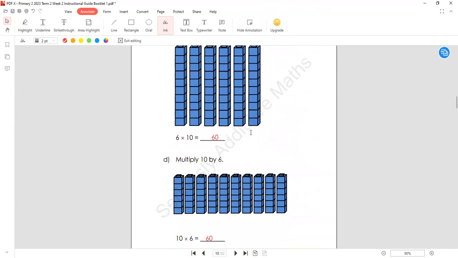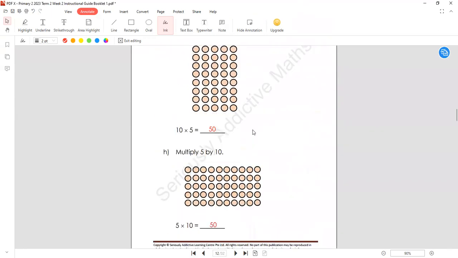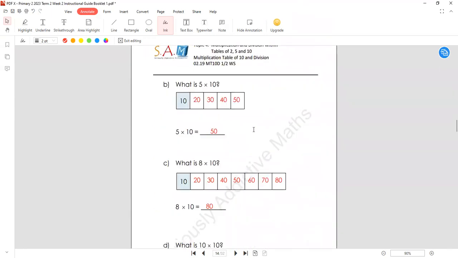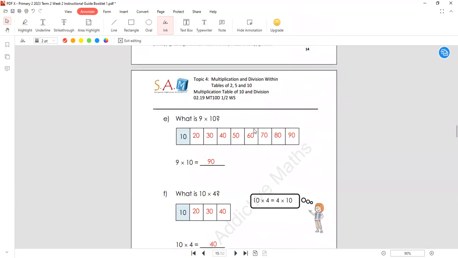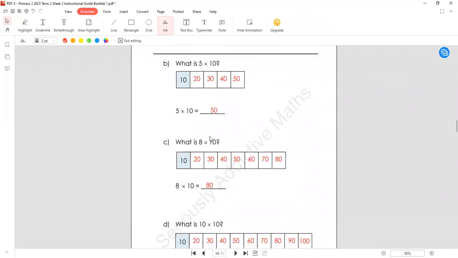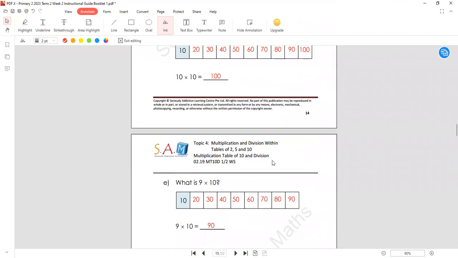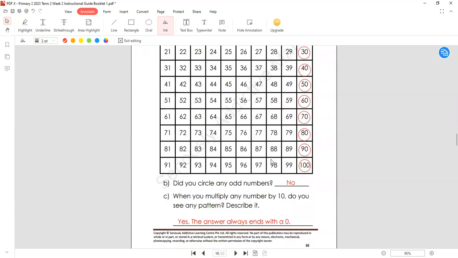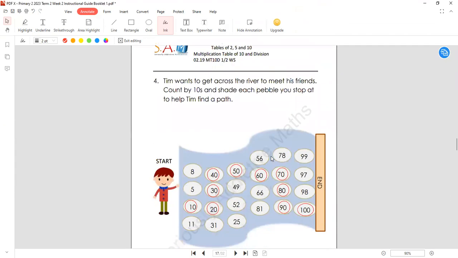Then we skip to some questions later. Perhaps do one question like this with them. I'm just going to randomly pick C. 8 times 10, so they can count forward in tens: 10, 20, 30, 40, 50, 60. Counting in tens.